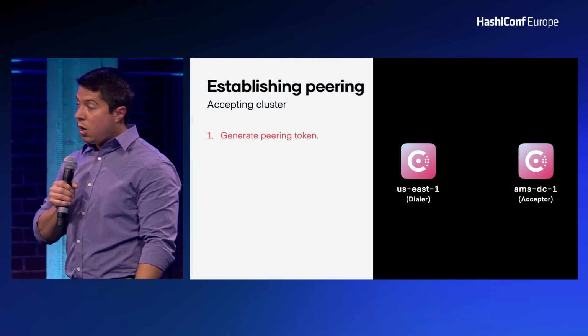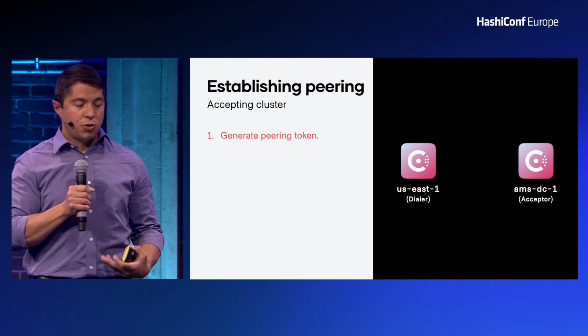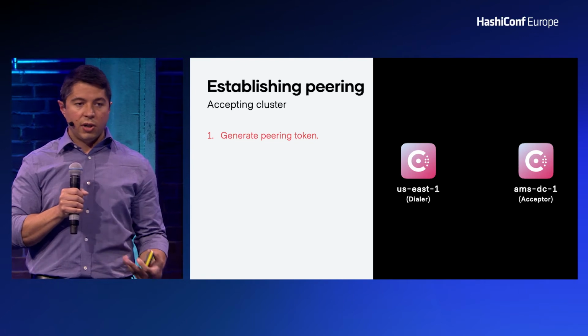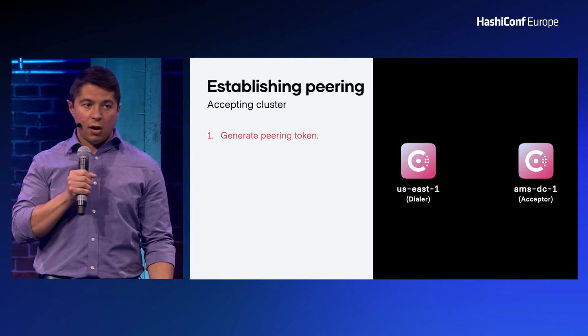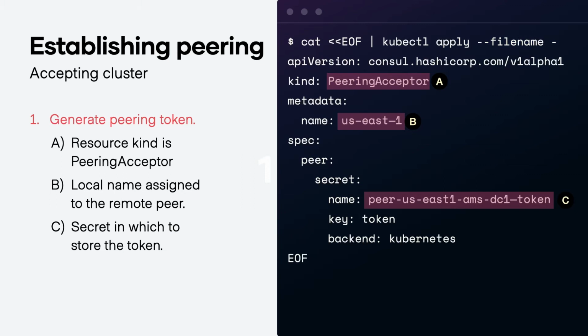Okay, so for this example, again, we want to establish peering between two Consul clusters that are deployed in different regions, US East 1 and AMS DC 1. In order to establish that peering, we'll do so by generating the token. In this example, we're doing this on Kubernetes using a peering acceptor custom resource. So we see the kind in this example is set to peering acceptor. We have a name, which defines the name for this local peer within the peering list. And then we're specifying the Kubernetes secret where the token will be saved.